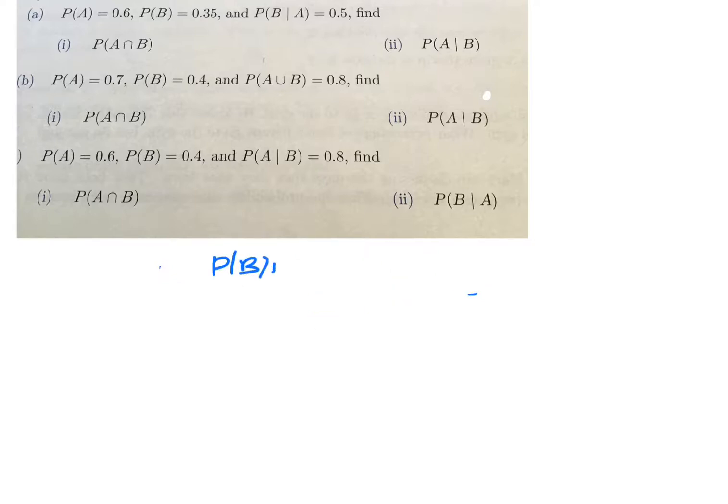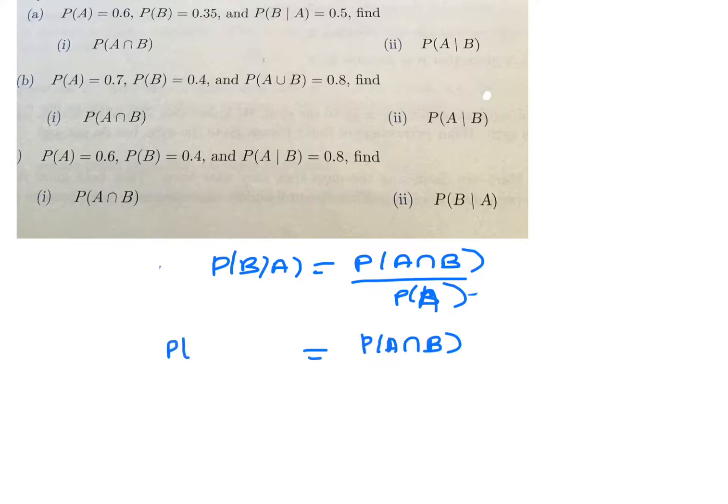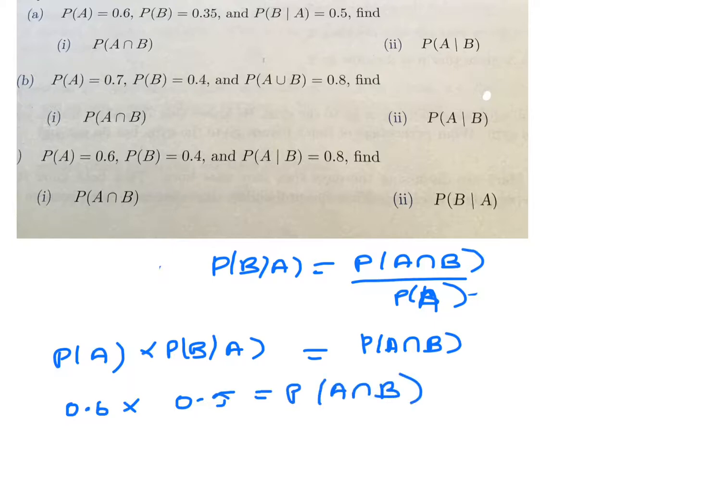So we've got the probability of B given A. That's equal to the probability of A and B happening over the probability of A, because it's B given A. So that means the probability of A and B will equal the probability of B given A times the probability of A. The probability of A is 0.6, and the probability of B given A is 0.5. So that's the probability of A intersection B happening, and that's going to equal 0.3.